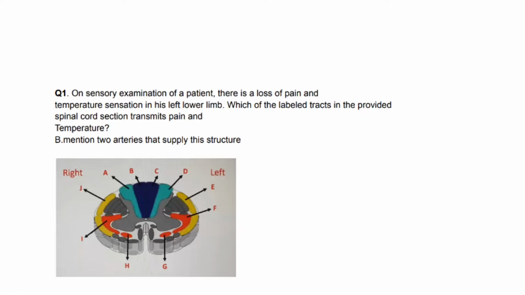And then B, 2 arteries that supply the structure. It's just a very, very straightforward recall question. You have 3, in quotations, arteries that supply the spinal tract. You have 1 anterior artery and then 2 posterior arteries. And so that's going to be your answer for this question, the anterior spinal artery and the posterior spinal arteries.